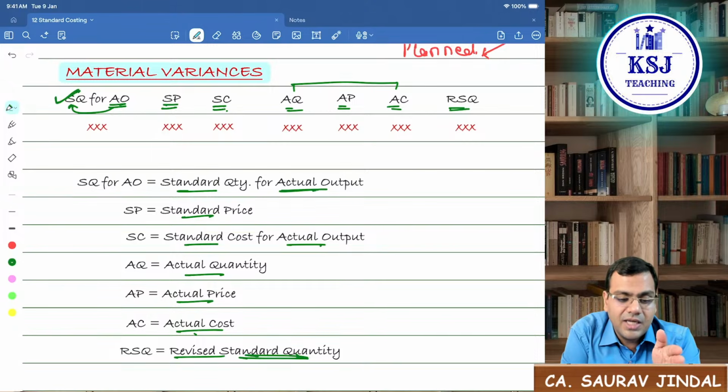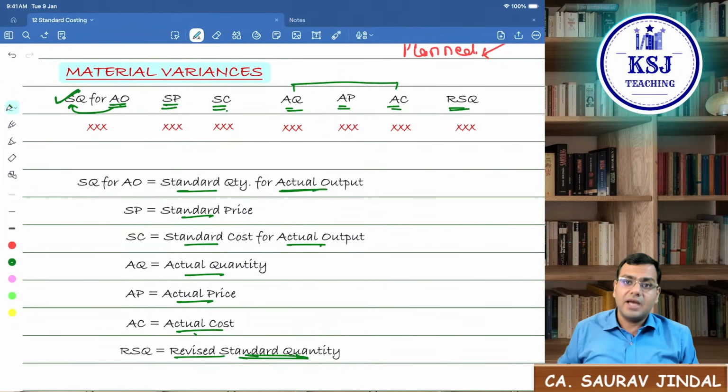I'll repeat that line again. You must write it down. That the comparison between the standards and actuals, that is what we have to do in standard costing. The comparison between the standards and the actuals can be done only if both are for the same output. Same output means actual output.